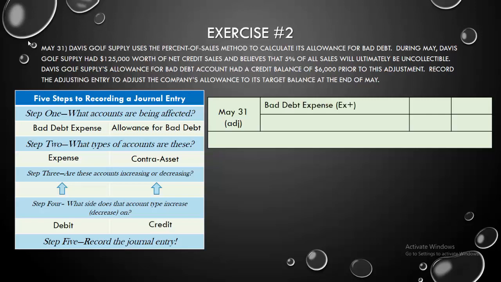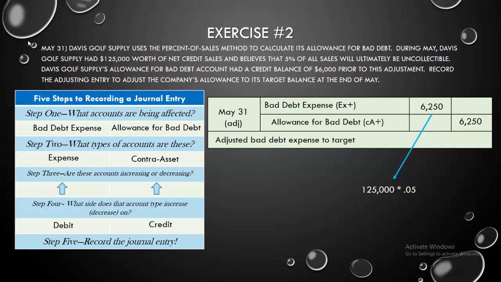So on May 31st, we are going to debit bad debt expense. And when we debit bad debt expense, we're going to debit it for $6,250. How did we come about that number? Well, we had $125,000 in sales, and we believe that 5% of these sales will never be collectible. That's $6,250. Yes, we had a credit balance to bad debt before this started, but for this method, the percent of sales method, you're not working towards a target. You're always adding to it the portion of the current month's sales you don't think you're going to collect.